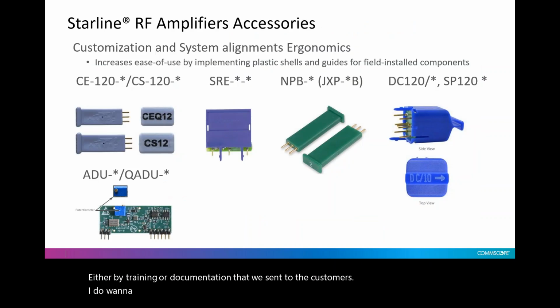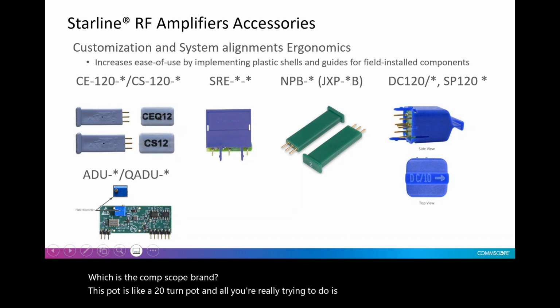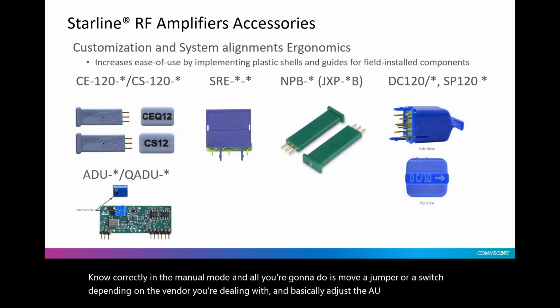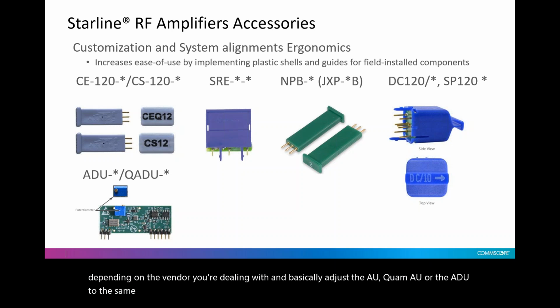I do want to, now that Woody mentioned the ADU, make sure that everybody understands that on this particular device, which is the CommScope brand, this pot is like a 20-turn pot, and all you're really trying to do is get the amplifier set up correctly in the manual mode, and all you're going to do is move a jumper or a switch, depending on the vendor you're dealing with, and basically adjust the ADU, QAM ADU, to the same level that you set up the amplifier in the manual mode. So that's all there is to it.